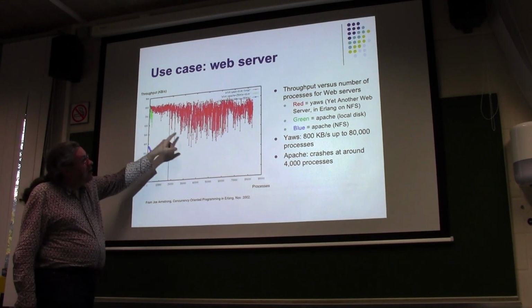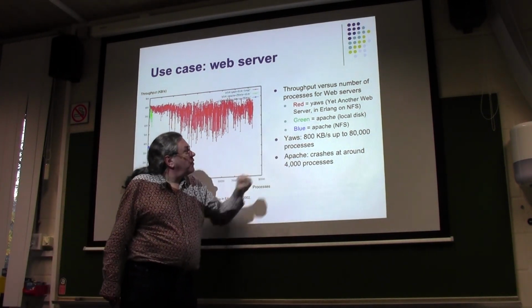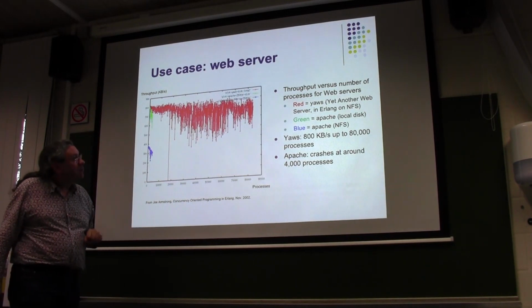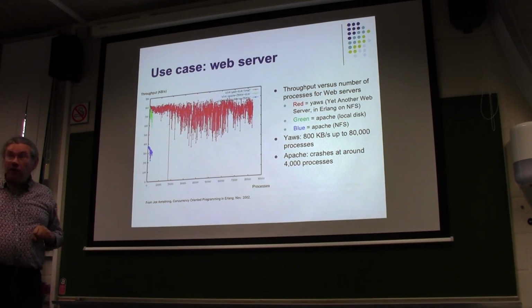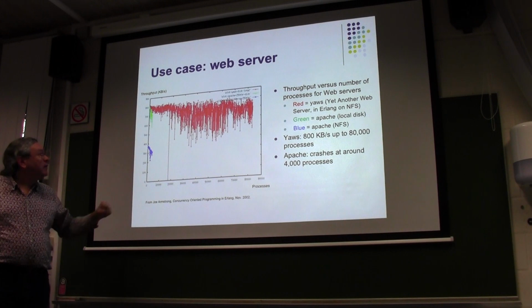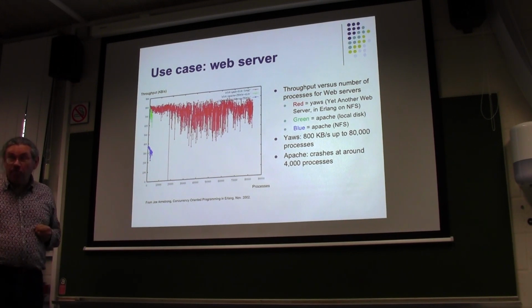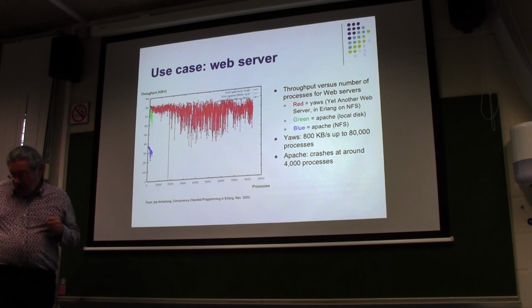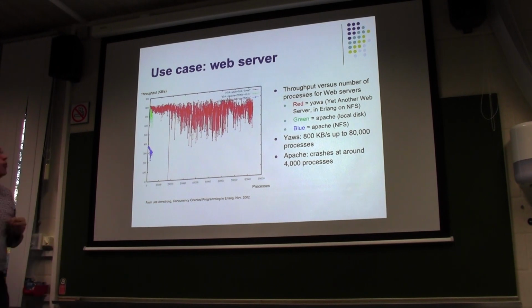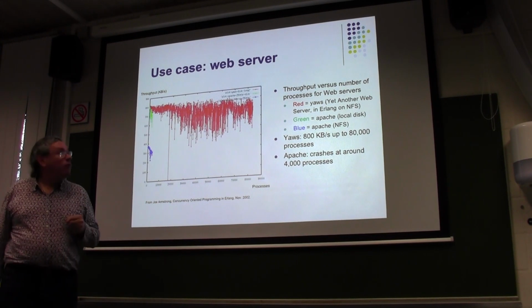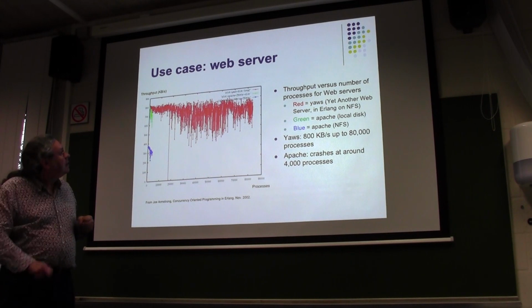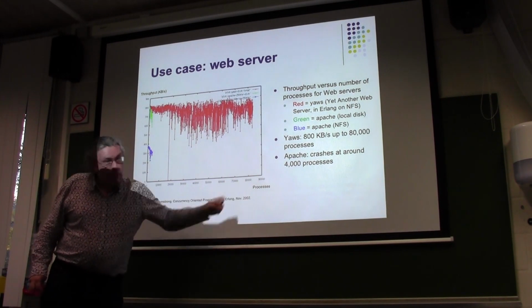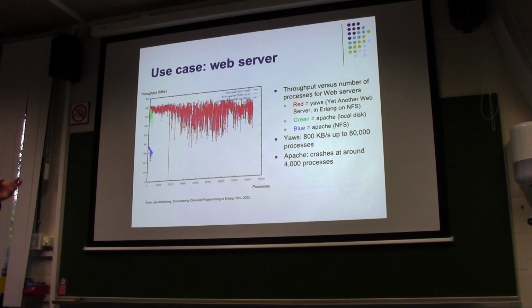YAWS will still give you 800 kilobytes per second up to 80,000 processes. So you can see Erlang is very robust in handling a large number of processes. It will not crash. It will keep going even if the performance goes down with the overload. Okay? So again, a process is a very normal thing.